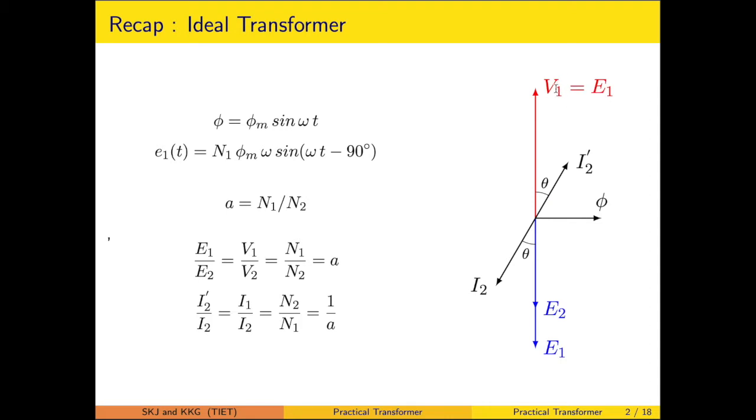Here the only intention is to draw the primary phasors on one side and the secondary phasors on the other side. This is again for the lagging power factor load. I2 is marked likewise, and correspondingly the I2 dash is reflected on the other side. Whatever has been covered in the ideal transformer has been given as a recap, and we will be utilizing this in the practical transformer as well.